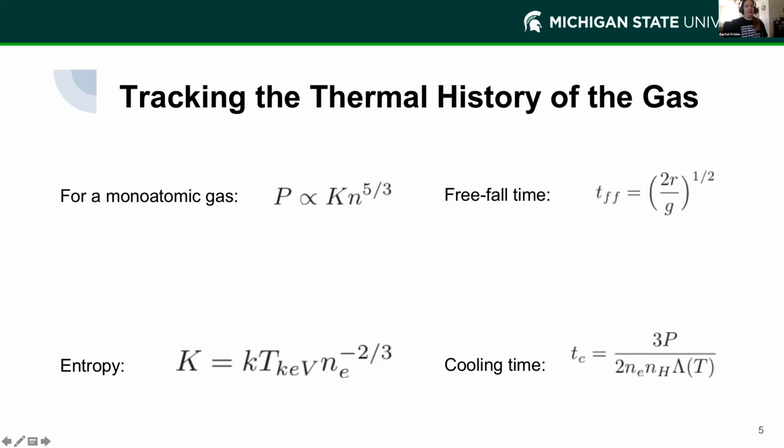So how do we track the thermal history of the gas? Well, we can approximate the X-ray gas as a monoatomic gas, which means we can write down the pressure in terms of entropy and density from our good old thermal physics. And we can recast that equation in terms of the X-ray observables, X-ray temperature and the electron density, and get a quantity that we in X-ray astronomy call entropy.